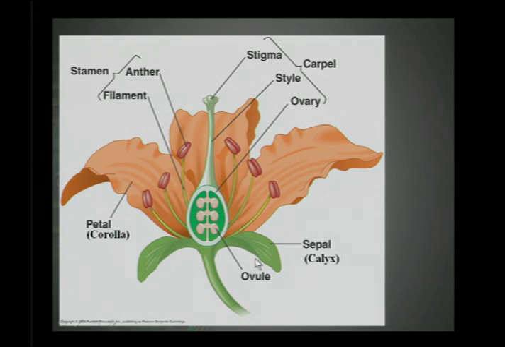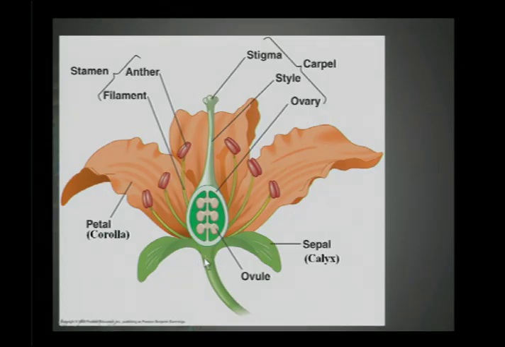Okay, so again, both the petals and the sepals, and also the base of the flower is typically referred to as the receptacle. All of those would be considered accessory structures, meaning they're not absolutely required for reproduction, whereas the sexual organs are.